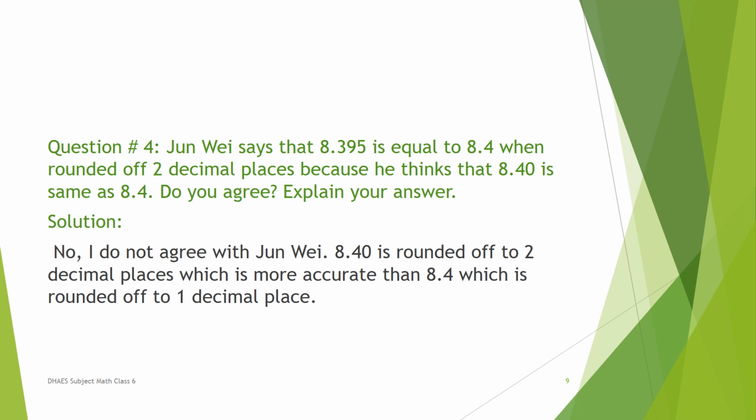Question number 4. Junwei says that 8.395 is equal to 8.4 when rounded off to two decimal places because he thinks 8.40 is the same as 8.4. Do you agree? Explain your answer. No, I do not agree with Junwei. 8.40 is rounded off to two decimal places, which is more accurate than 8.4, which is rounded off to one decimal place. If he said rounded off to two decimal places, it means you have to write two values after the point. If you say you have rounded off to three places, it means you have to write three values after the point. So I do not agree with Junwei.